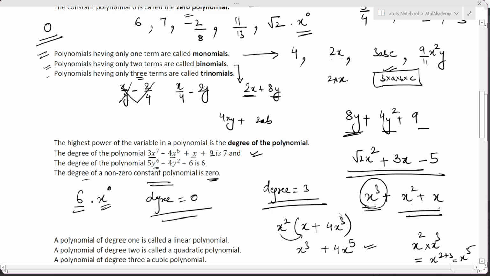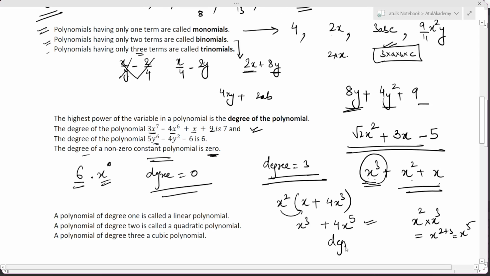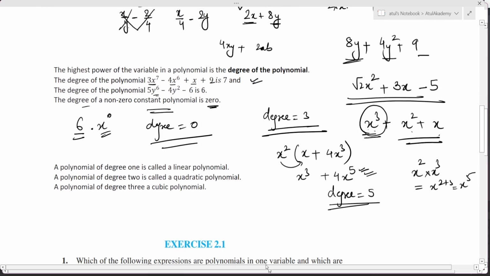So the degree will be what? In this case, the degree will be 5 because that's the highest power. I hope that's clear. We can take one more example.